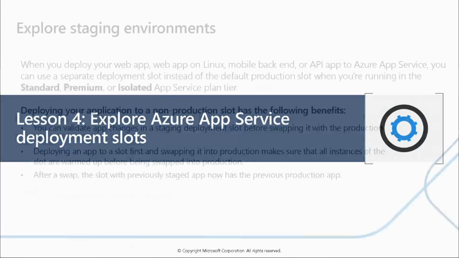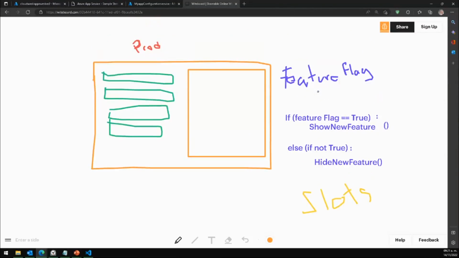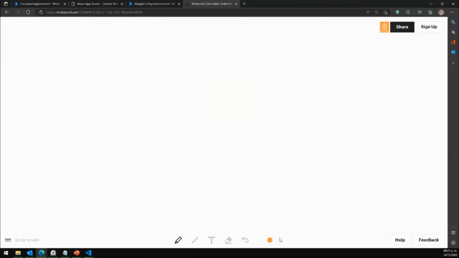So finally, guys, last lesson. What is a slot? The other way to test in production. I told you that we can use the feature flags. You know that. But we have a second option, which is a slot. Okay, that is one slot, and I will draw another slot.